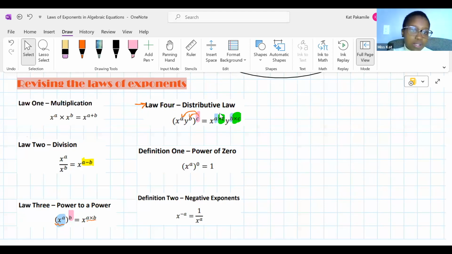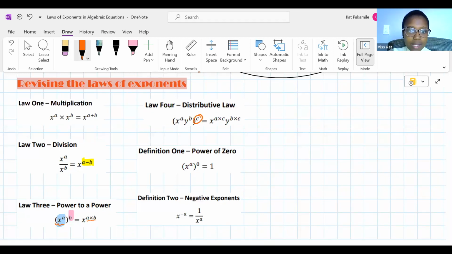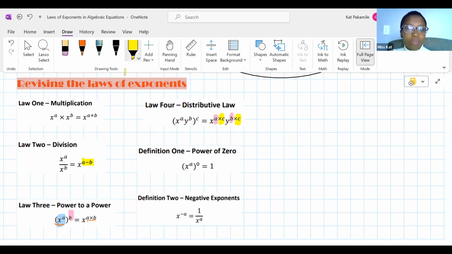Then here is where I was. Law 4, distributive law. Distribution means everybody gets it. So the c that is outside, you will distribute it to the x and distribute it to the y. Once you distribute it to the x, there was already an exponent there, and there was already an exponent on y. Once you distribute, you multiply the exponent. So this is an extension of law number 3, which is power to a power, right?